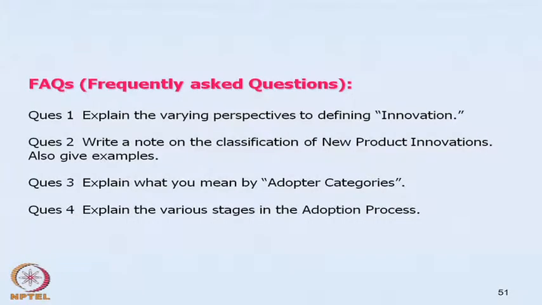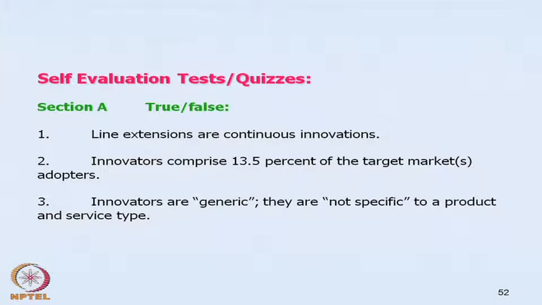The frequently asked questions. Question 1, explain the varying perspectives to defining innovation. Question 2, write a note on the classification of new product innovations, also give examples. Question number 3, explain what you mean by the adopter categories. And question number 4, explain the various stages in the adoption process. Now, coming to a quiz.